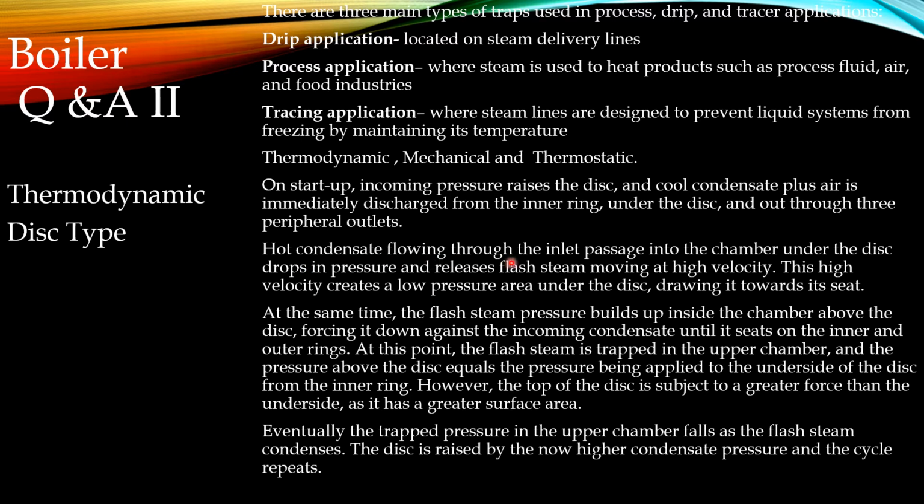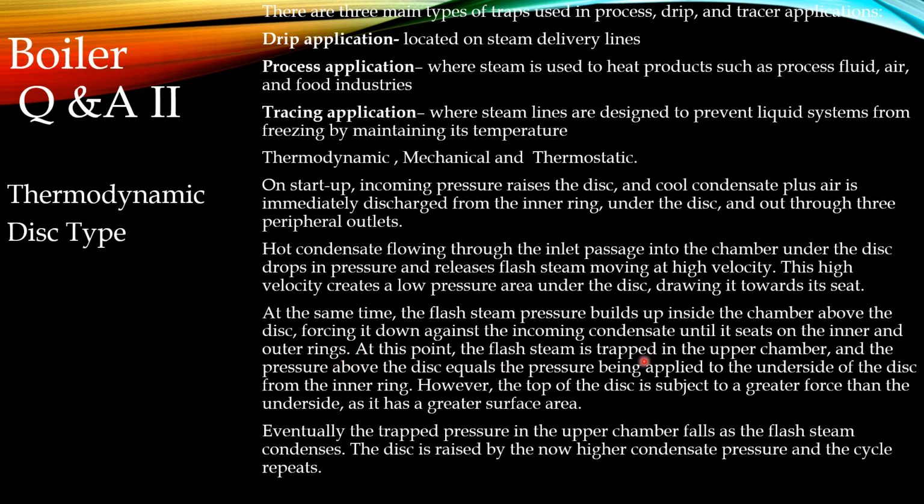Hot condensate flowing through the inlet passage into the chamber under the disk drops in pressure and releases flash steam moving at high velocity. This high velocity creates a low pressure area under the disk, drawing it towards its seat. At the same time, the flash steam pressure builds up inside the chamber above the disk, forcing it down against the incoming condensate until it seats on the inner and outer rings.